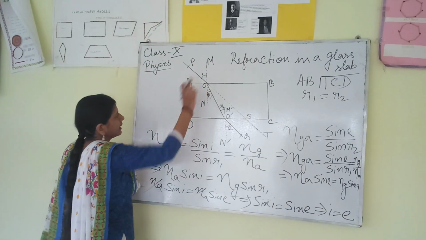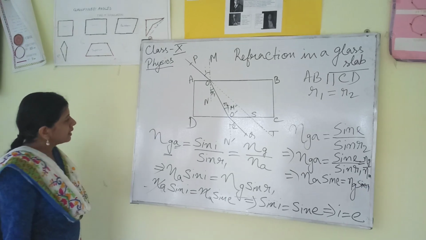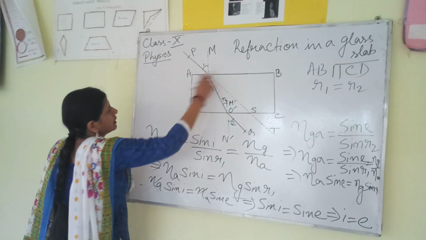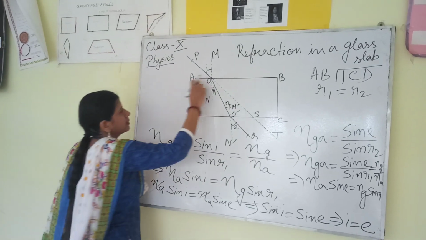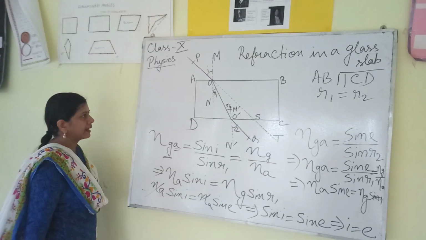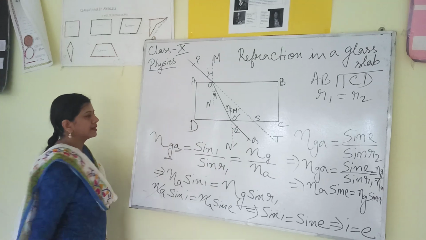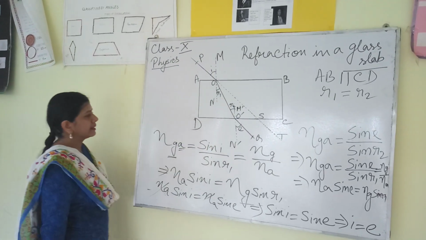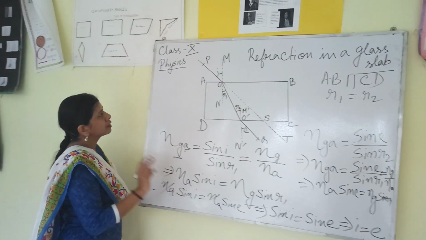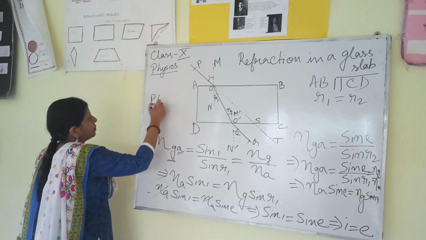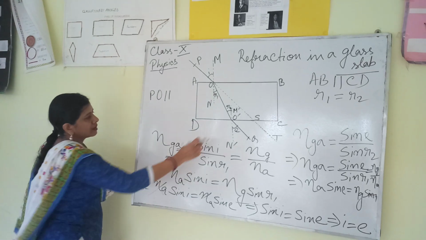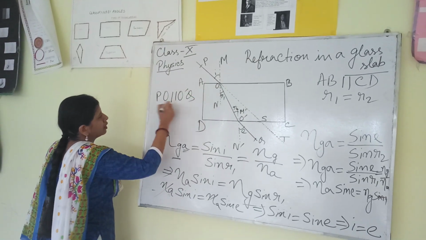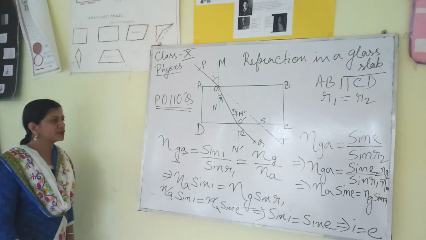If angle I and angle E are equal, then since this is a rectangular slab, this one and this one are parallel lines, and this angle and this angle are equal. So this ray and this ray are parallel to each other. My conclusion is PO is parallel to O dash Q. This one I am able to prove.